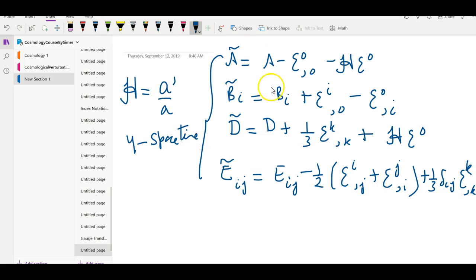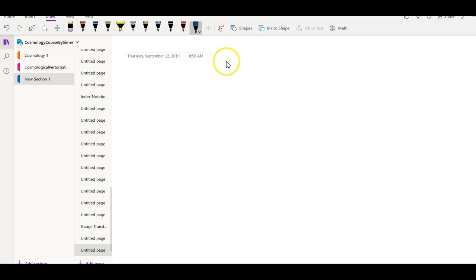Now we would like to write the version of these equations in eta k space. So how do these equations look in eta k space? Let us take a look. Let us start with the first one. A tilde is equal to A minus xi 0 0 minus h xi 0.